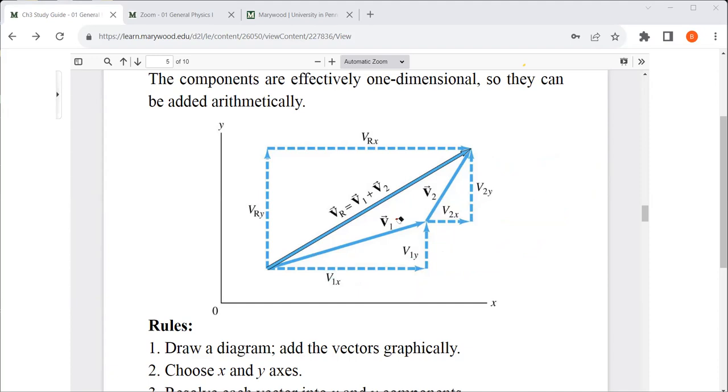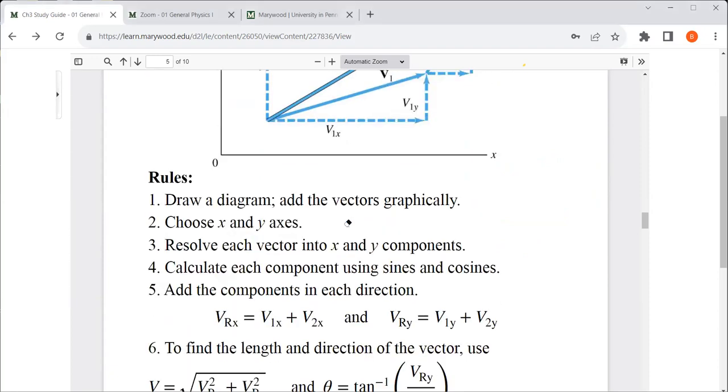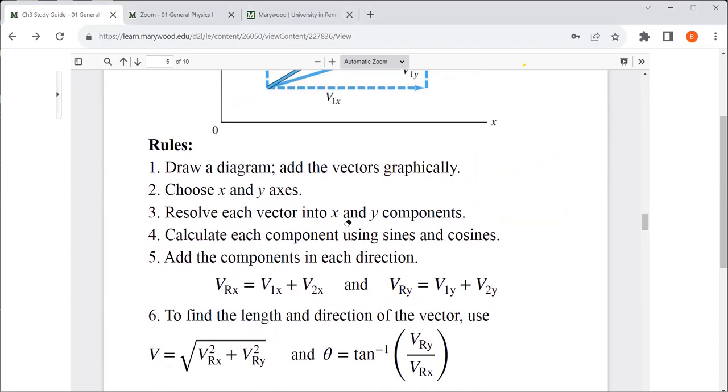Once we break these vectors into their components, let me read this again. Draw a diagram and add the vectors graphically. Normally we use the tail to tip method. Choose x and y axes. Normally we use our usual convention of x and y axes, and then resolve each vector into its x and y components, which we just did.